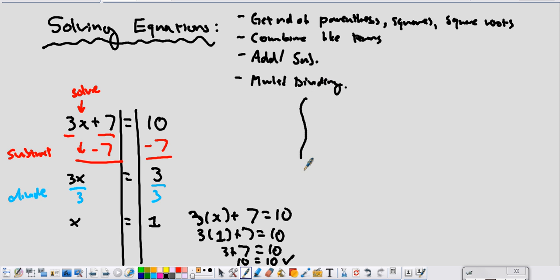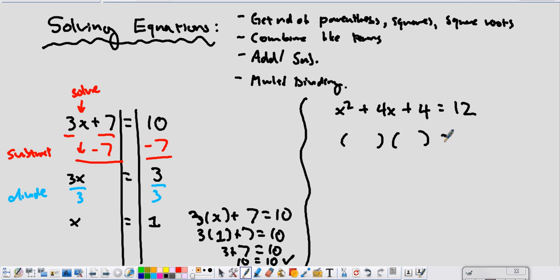Now, for a little more complicated problem, let's say I had x squared plus 4x plus 4 equals 12. In order to solve for x, this time I'm going to need to do some kind of factoring. So let's factor this thing. Huzzah! I could actually factor it into a perfect square. That gives me x plus 2 all squared equals 12.